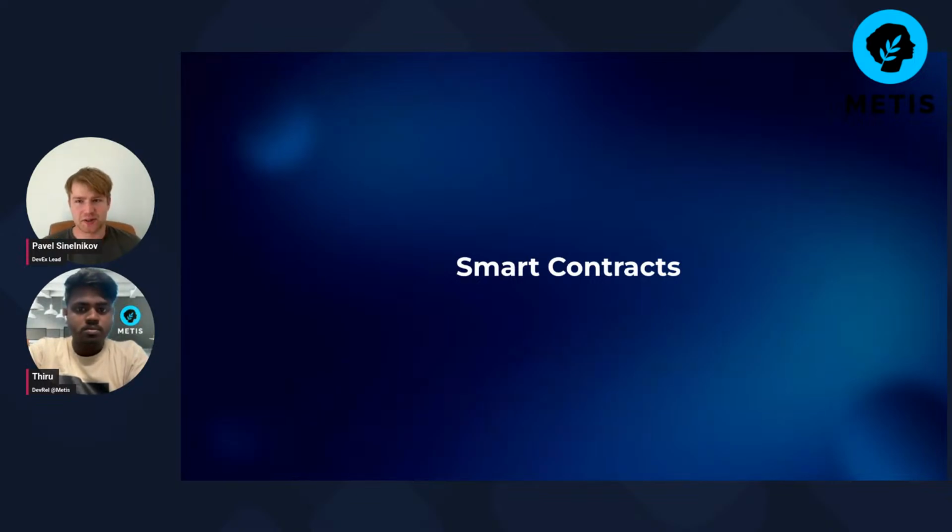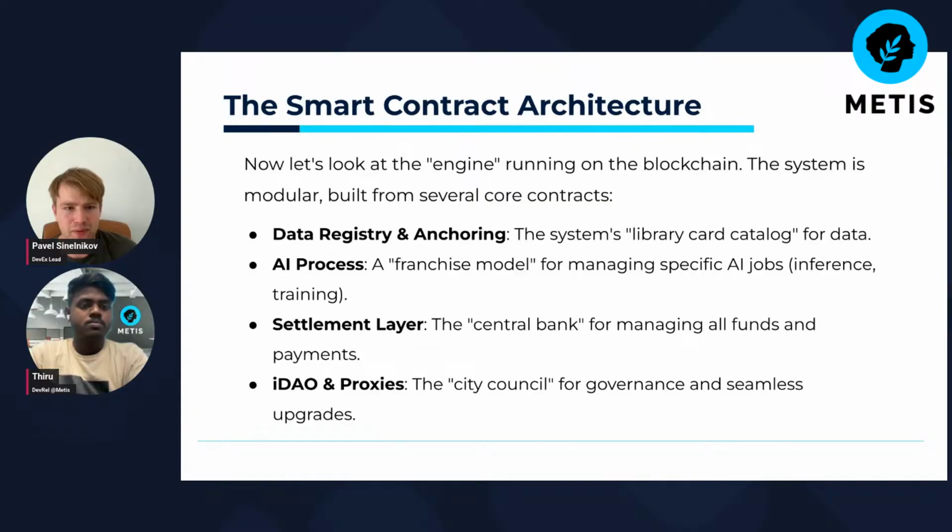So looking into the smart contract functionality, we have the data registry and anchoring. This is essentially the catalog that you are using to pull the data for use. Then we have the AI process. This is for managing the different types of jobs that the nodes will be doing. Some of the jobs, like data verification and inferencing, are done via this process. Then we have the settlement layer, where essentially it distributes the payments and makes sure that your account balances associated with the action that you're trying to do are aligned.